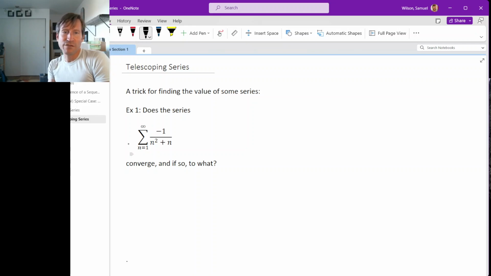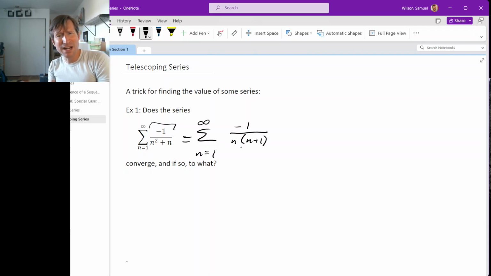Let's see if we can figure out a value for this series. We'll figure out if it converges, and if so, what it converges to. So the sum from n equals 1 to infinity of minus 1 over n squared plus n. Maybe it seems implausible that we would be able to find a value for this. But there's a trick hiding. One thing that you might try is, this is a rational expression in n, and its denominator factors. Hopefully you notice that.